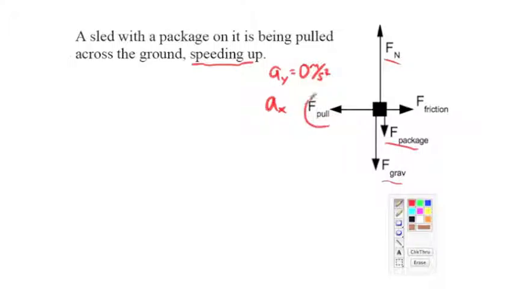That means it's increasing in the direction that it's being pulled. So our x acceleration is to the left. And I would even encourage you on your free body diagrams to go ahead and say, if there's an acceleration, to show what direction it's in. This sled is accelerating to the left.